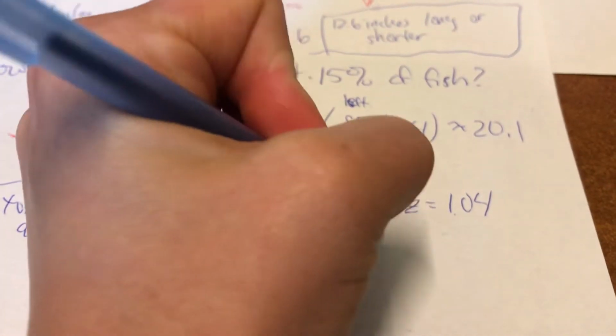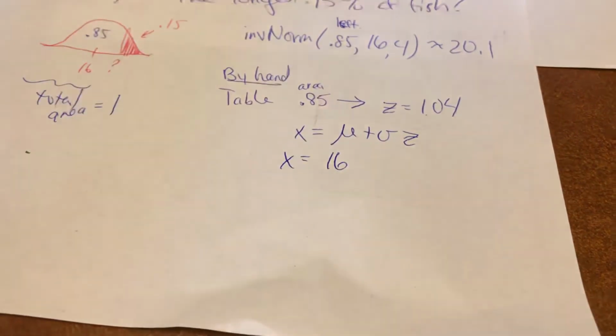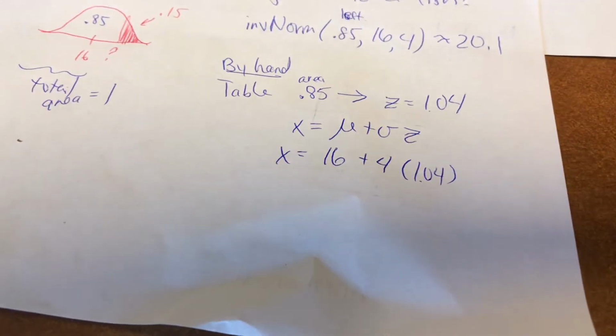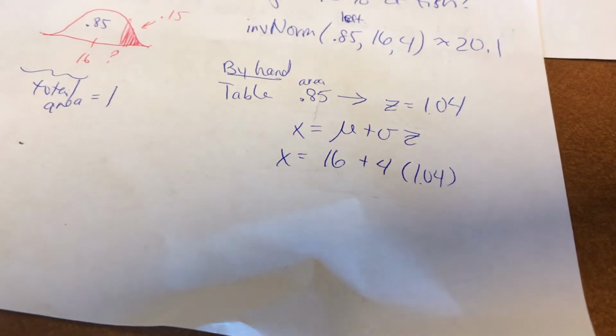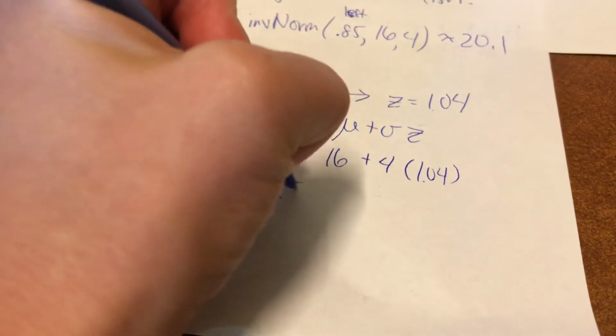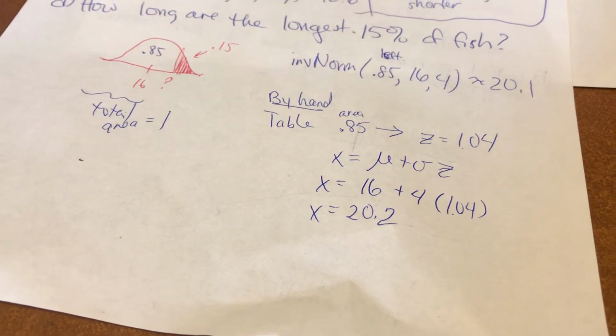If we don't want to do all the work by hand, there was the unstandardizing formula. Our x is our mean, 16, plus our standard deviation, 4, times our z, 1.04. And again, if you were really truly going to do this without a calculator, I'd make the numbers slightly nicer. But we get 20.2 if we round it to the nearest 1 decimal place.